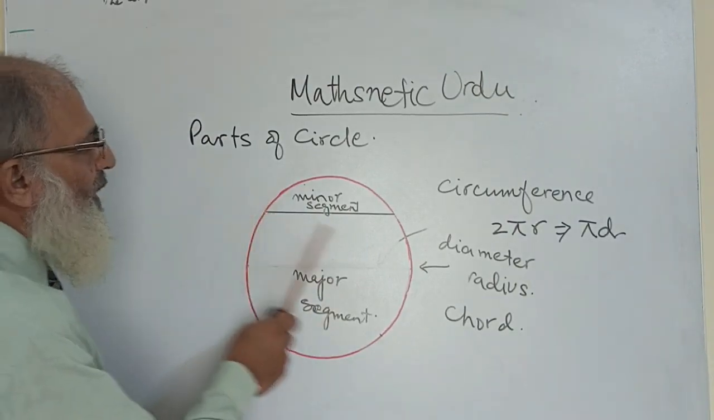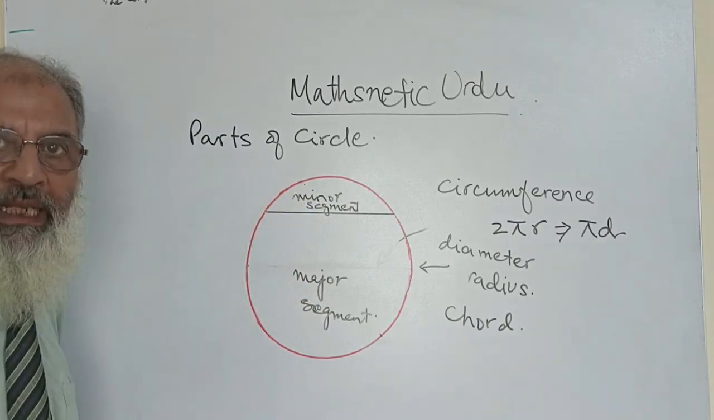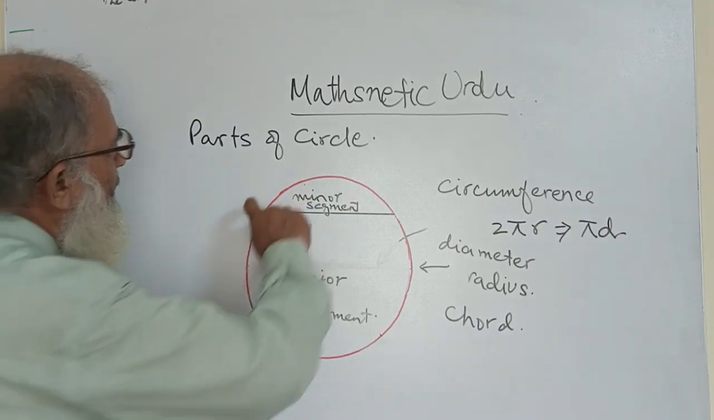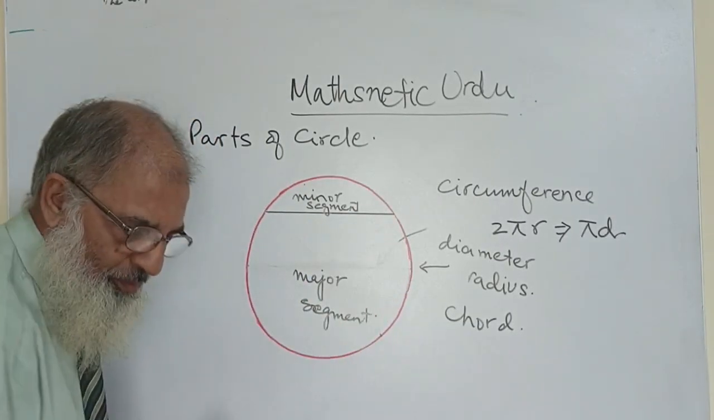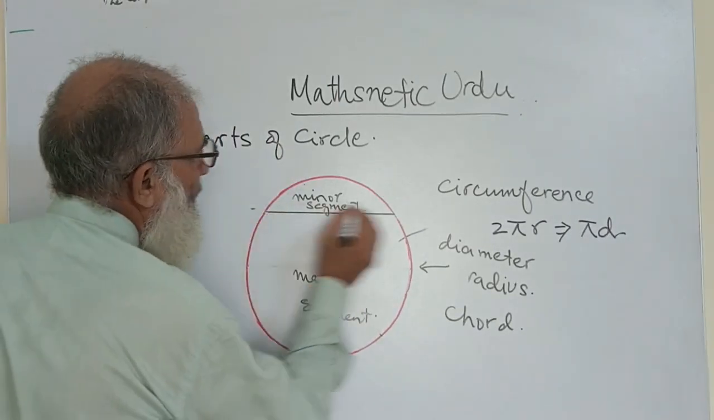The circumference has also been divided into two parts. Now this part will be called the minor arc. This part will be called the minor arc, from here to here.